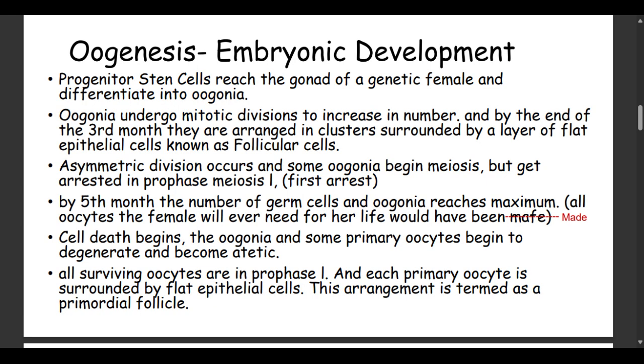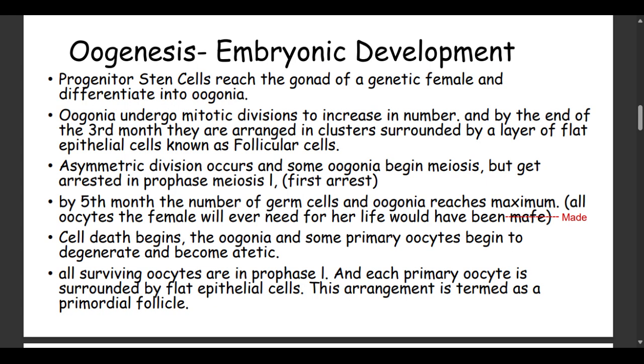So in the female, the committed sex cells are going to differentiate into oogonia, and those oogonia will undergo a series of mitotic divisions so that they might increase in number a bit, and by the end of the third month, you're going to have them arranging in clusters, which are going to be surrounded by a layer of flat epithelial cells, which we'll now be calling follicular cells. So when that happens, we are going to call that a follicle, basically. Because they're surrounded by follicular cells, we call that a follicle.